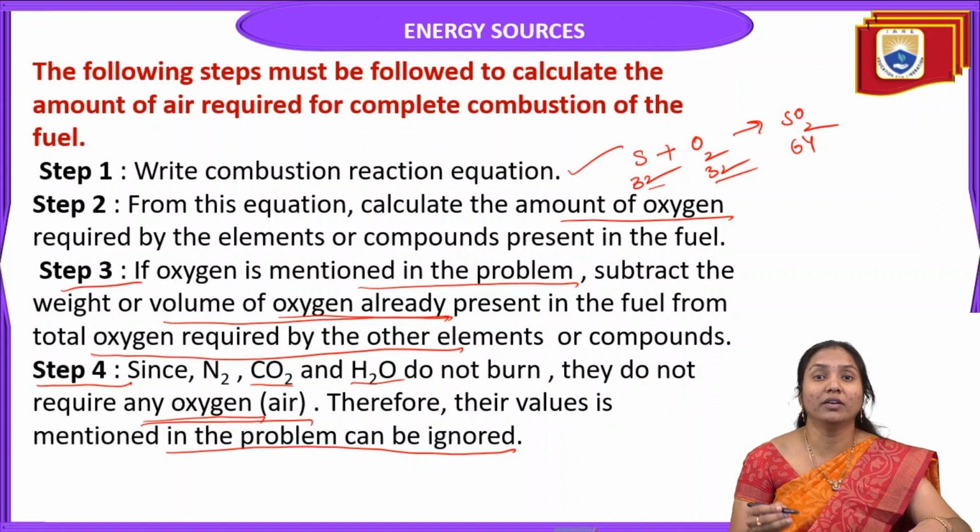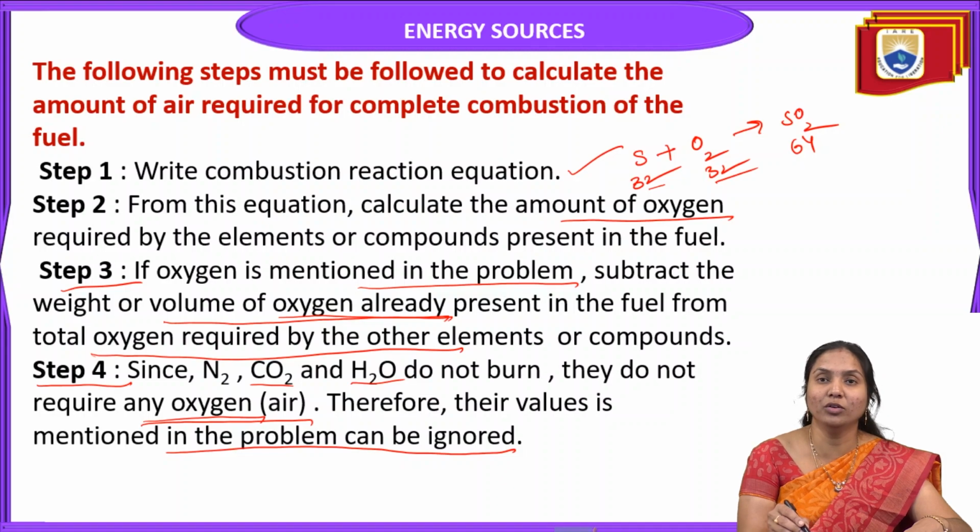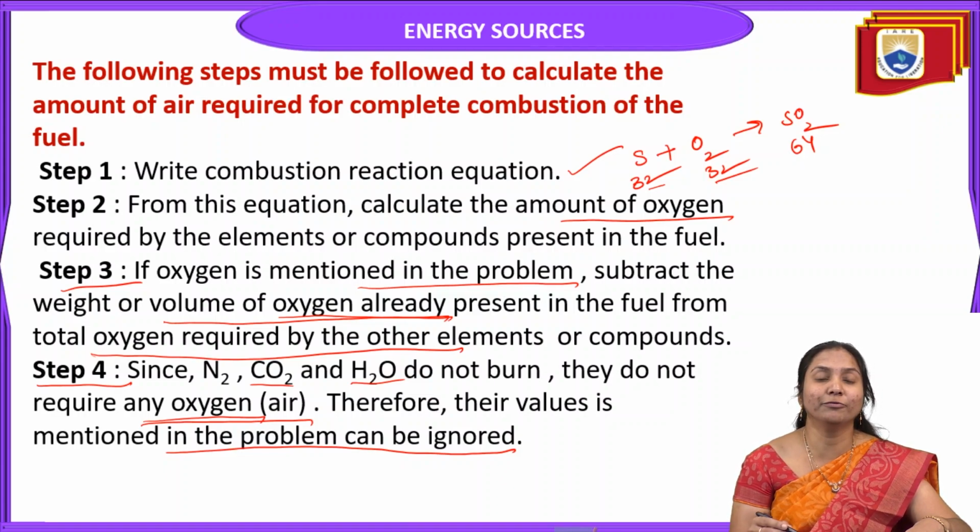So what is the first point? Write the combustion reaction equation. Next, how much amount of oxygen is required for complete combustion of the elements present in the fuel. Third, if oxygen is mentioned in the problem, subtract the weight or volume of oxygen present in the fuel from the total oxygen required by the other elements or compounds. And step 4: if non-combustible substances are present in the fuel, we can ignore them because they do not participate in the combustion reaction and do not require any oxygen. These are the main points.